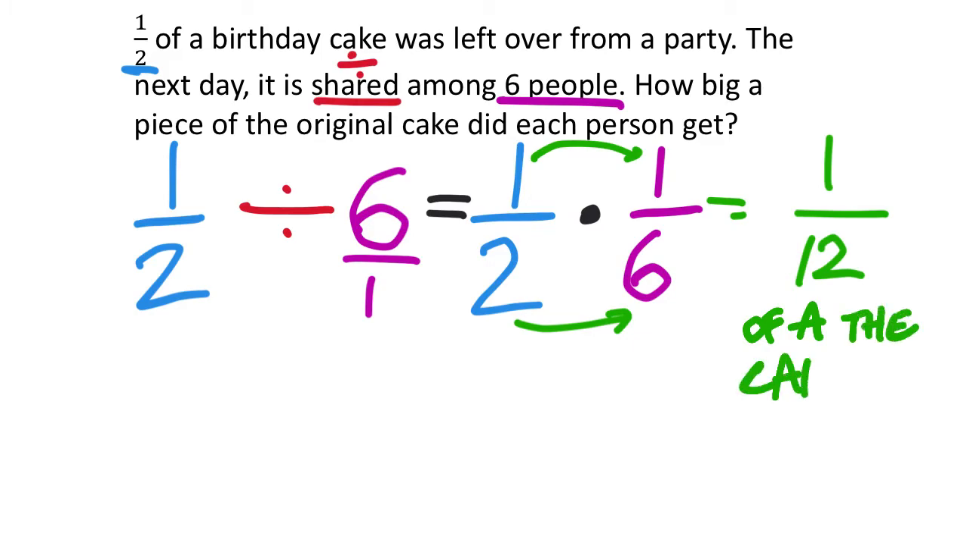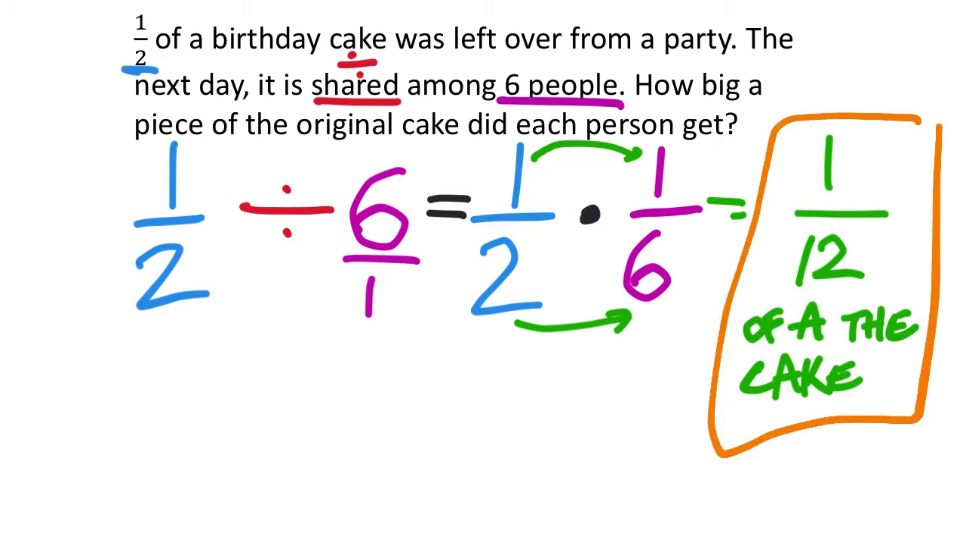I feel like it's kind of redundant because remember, the denominator tells us how big the size pieces are. So I don't want to put 1/12 piece or 1/12 size, but I guess that's kind of what I put. So 1/12 of the cake is how much each person got. And you can be more specific about that if you'd like, but I'm going to put it like that.